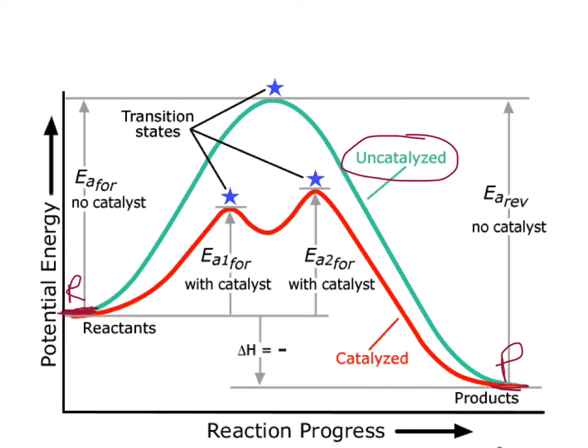The green curve shows that the original reaction was rather slow because it had a very large activation energy without a catalyst. The transition state was way up here, a very high energy transition state. Delta H was negative. It was an exothermic process. It was a one-step process because there was one hill in between the reactants and products.